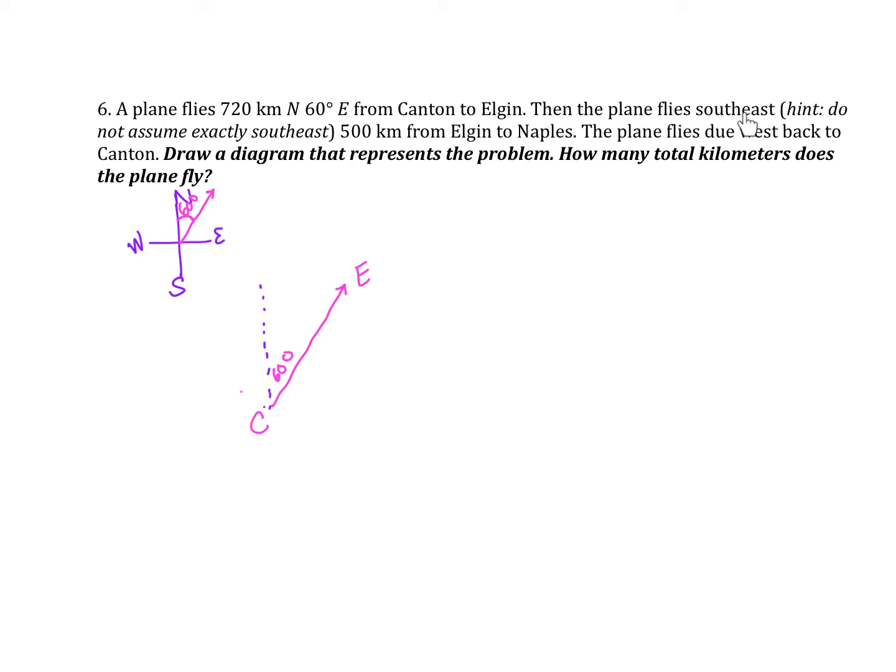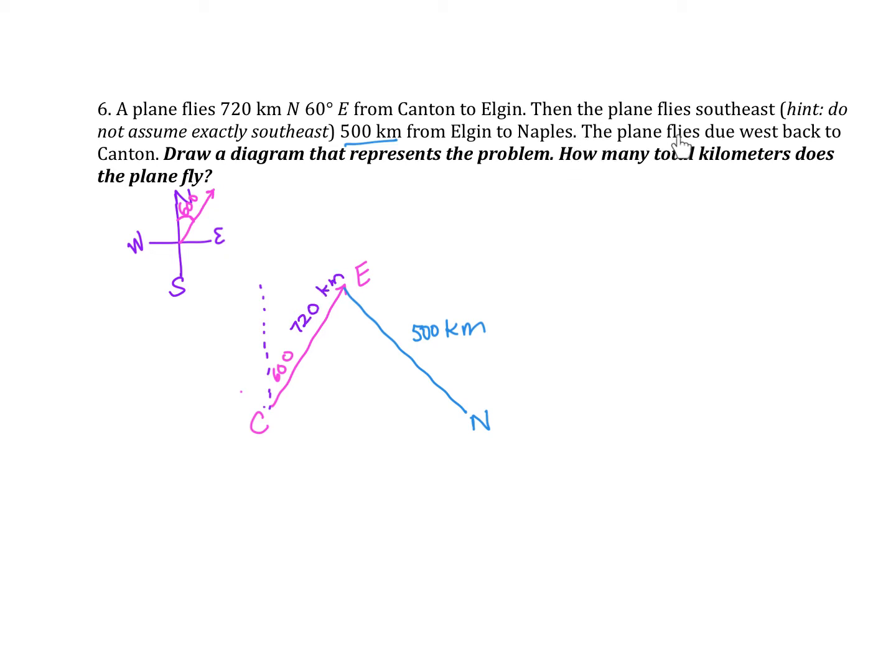Then the plane flies southeast. So southeast, if you start from the middle again, southeast is this direction. So then just take that direction, you're going to start that at the end point here. So southeast here. And that flight is to Naples. We know that it's 500 kilometers. The other measurement we know is 720 kilometers here from Canton to Elgin. So 720, I'll put that here.